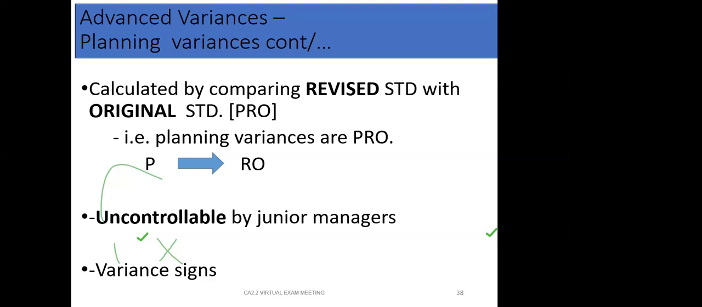So things to know. What is the planning variance? The planning variance is one which is due to faulty standards. How is it calculated? It's calculated by comparing the revised standard with the original standard. Then the other major thing to know about this is that they are uncontrollable.